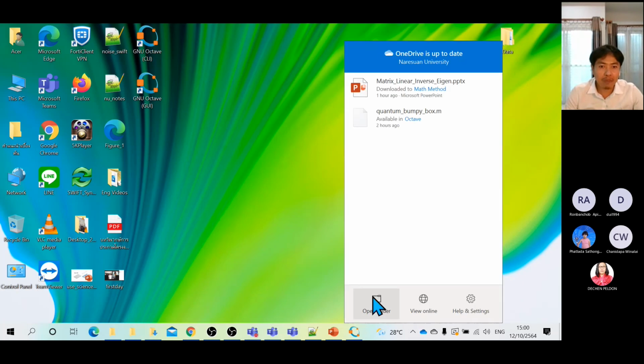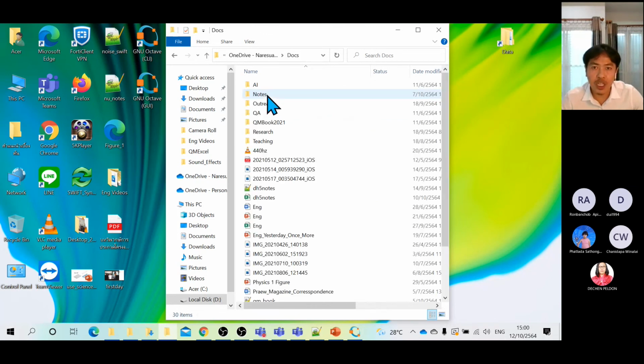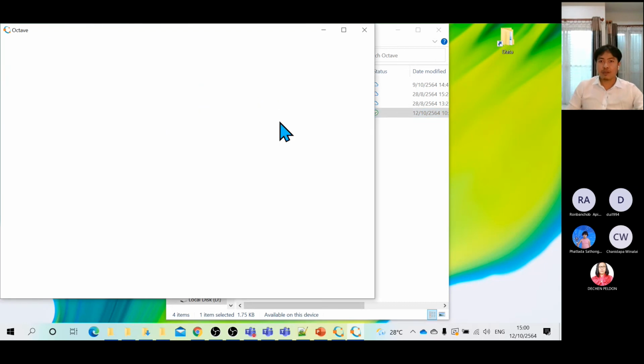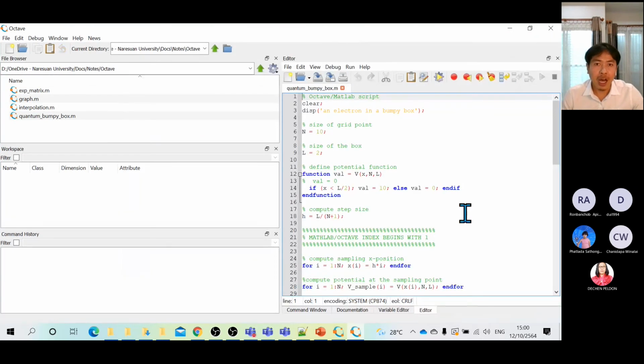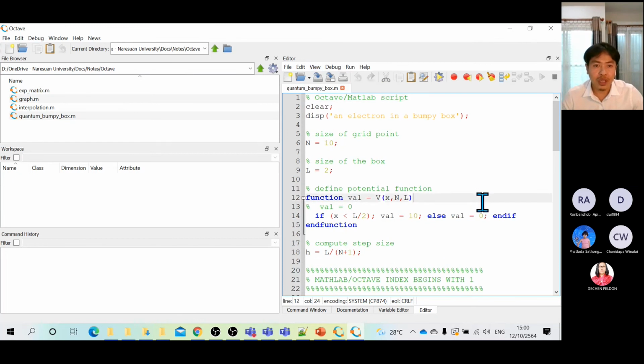Anyway, let's go to my Octave source code. Now, if you don't know how to do Octave or MATLAB, it's fine. I just want to show you the variety of all the things that you can learn. Let's see, go to documentation and notes, my Octave. Where's my quantum bumpy box? Oh, very good. Now I can double click. Here is my code. I'm not sure if you can see the code, so I can zoom in. Very good. I'll put this code on the website.